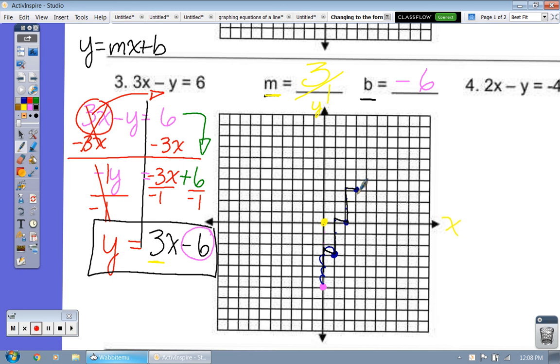And we're going to connect those dots. Try to do that as best as we can here. Put arrows on the end. And now we've graphed that equation. So if you get anything out of this activity here, please remember, it has to be in y equals mx plus b for you to graph it. Let's do one more example here.